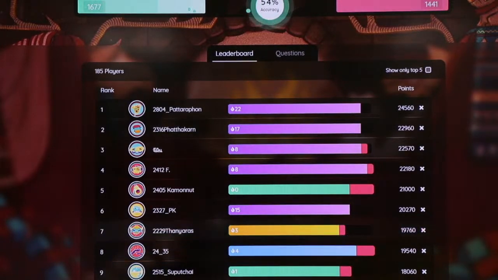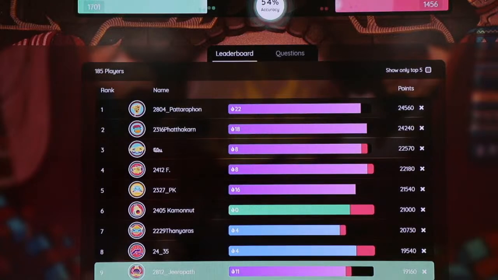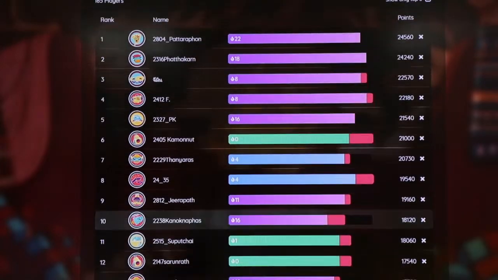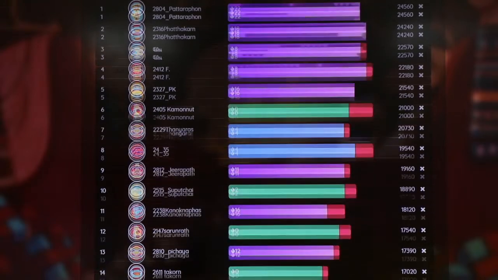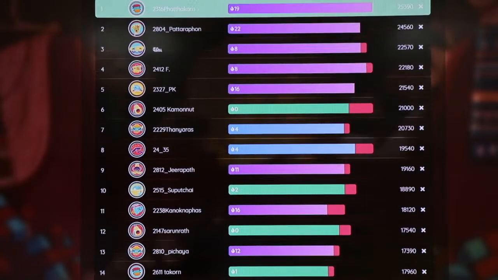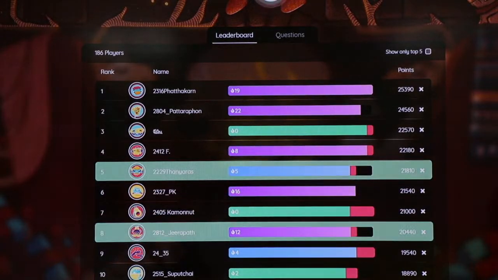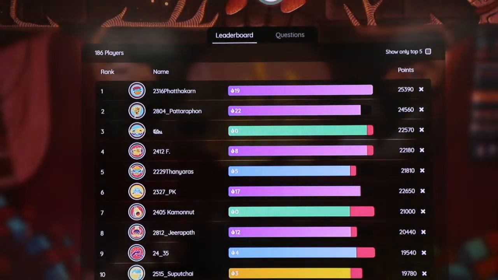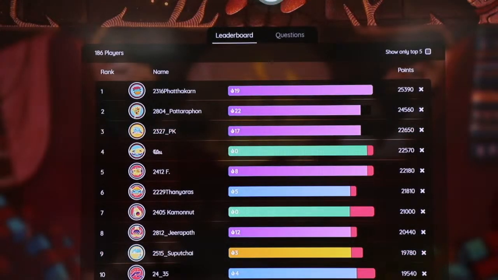Keep on answering. Still have 5 more minutes. Very good, students. Okay, we have here Patakan. Patakan is the leading scorer now from room 3, number 16. Fighting.